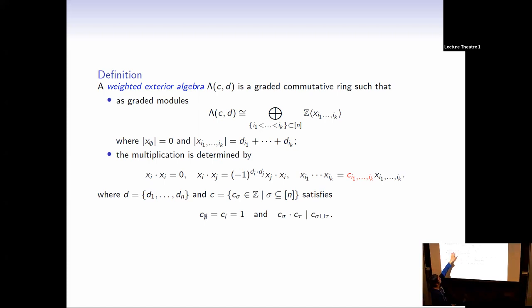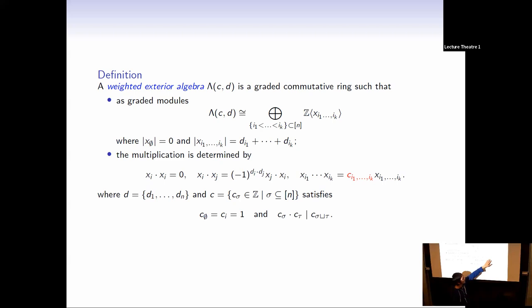Here we construct what we call a weighted exterior algebra as a graded module. It is spanned by generators which are labeled by subsets inside the bracket n. Then we define its multiplication by this equation, which is similar to the one before, except for the last one, where we put a coefficient C sub i1 up to ik.